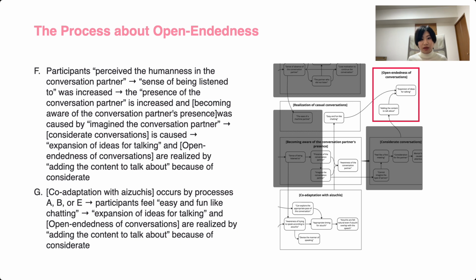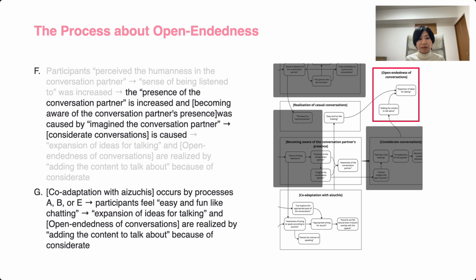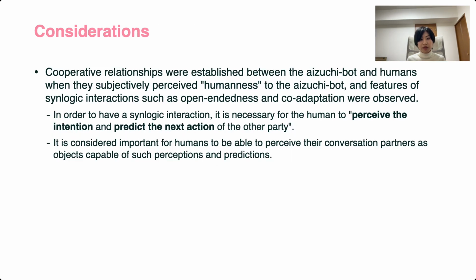About the process of realizing open-endedness in conversations: when participants perceived humanness in the conversation partners or co-adaptation occurred, ease and enjoyment like chatting developed and the topic of conversation expanded. Cooperative relationships were established between humans and the Aizuchi-bot when they subjectively perceived humanness in the Aizuchi-bot, and features of synlogic interactions such as open-endedness and co-adaptation were observed.